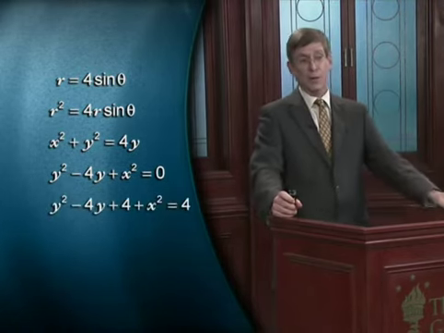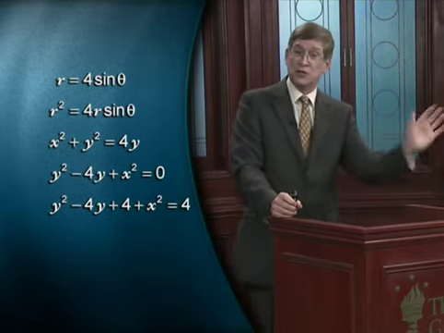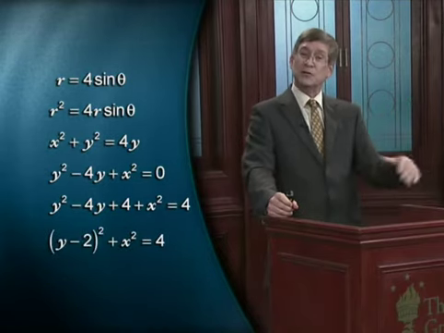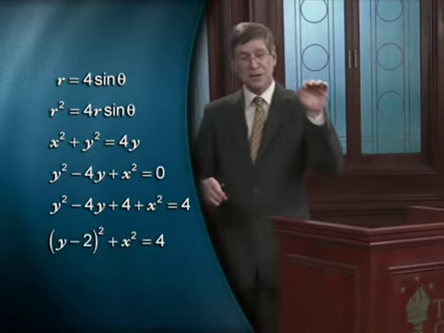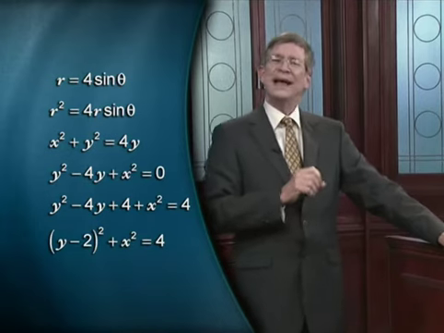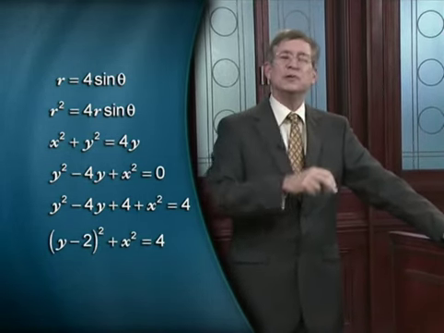So I add 4 plus x squared, and then I add 4 on the other side so I don't change the problem. And now I have a perfect square: (y minus 2) squared plus x squared equals 4. What is that? Oh, that's a circle. The center is at (0, 2), isn't it?